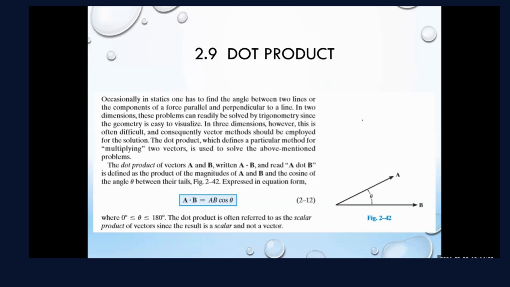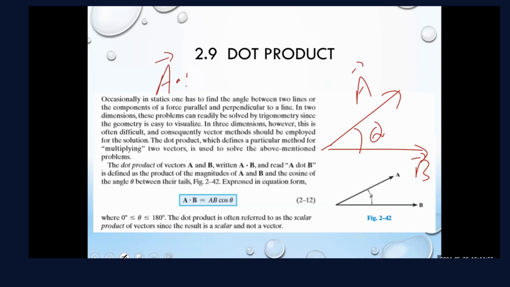You have seen this thing previously, maybe in physics or some similar course, right? If you have two vectors, vector A and any other vector B, and there is an angle between them, then generally we use the dot product approach to figure out the angle. A dot B is equal to the magnitude of A times the magnitude of B times cos theta, right?